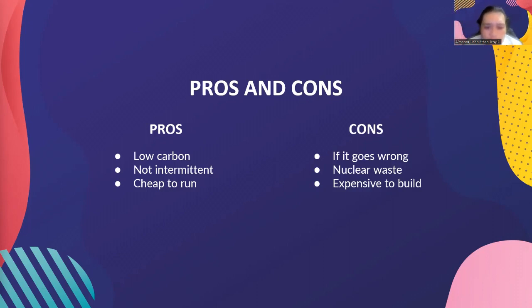Pro, cheap to run. Nuclear power plants are cheaper to run than their coal or gas rivals. It is estimated that even factoring in costs such as managing radioactive fuel and disposal, nuclear plants cost between 30 to 50% of a coal plant and 20 to 25% of a gas combined cycle plant.